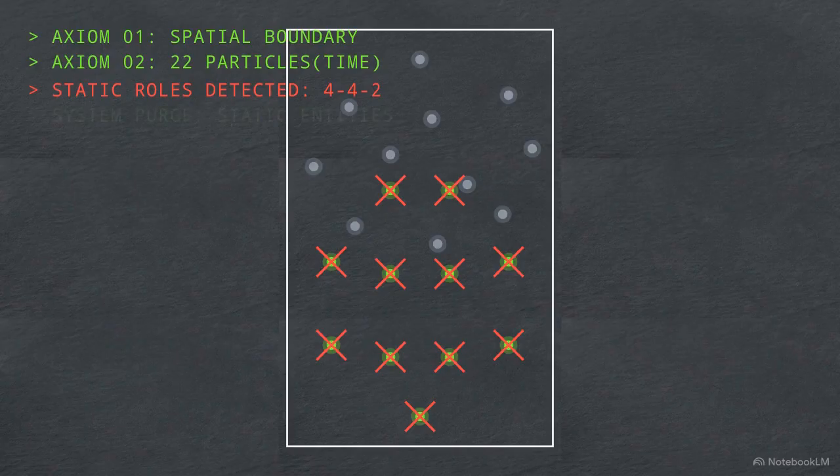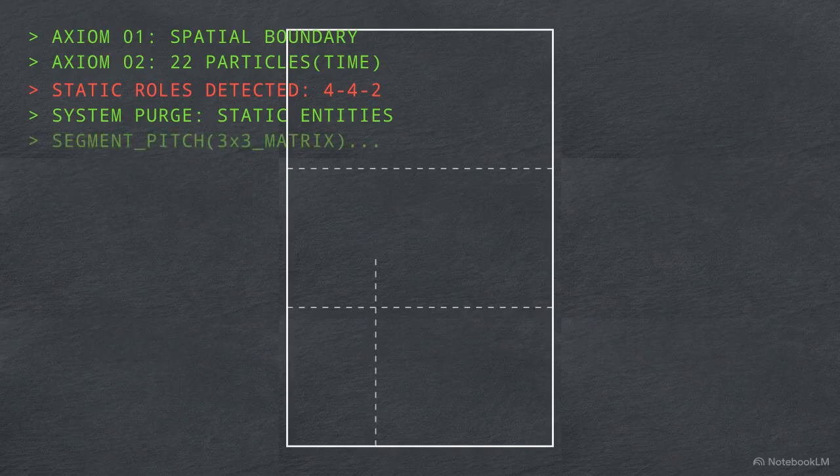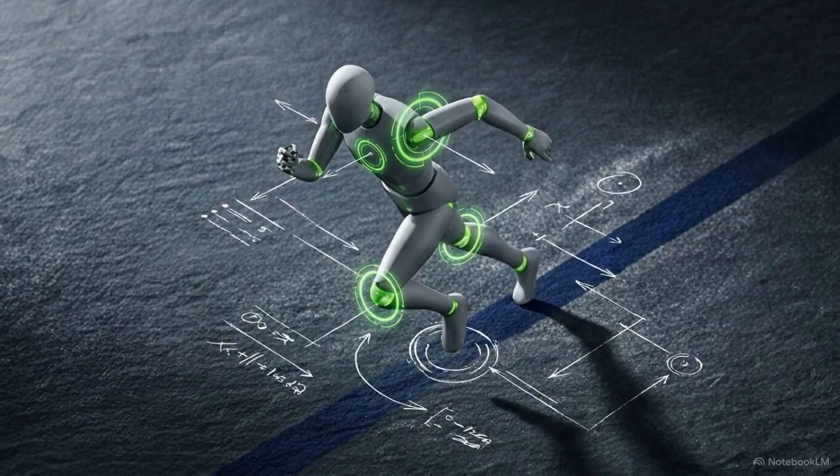Lobanovskyi rejected traditional static player positions, viewing them as a ceiling on overall team efficiency. He mathematically segmented the pitch into 9 distinct geometric regions to measure exactly where his team held spatial dominance. This required creating the universal player, a highly conditioned unit capable of executing tasks in any of the 9 zones without a drop in output.